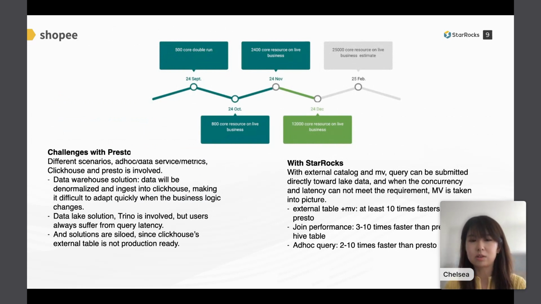So with StarRocks, especially the external catalog and the materialized view, first the query can be submitted directly toward the lake data. And when the concurrency and the latency cannot meet the requirement, then they create a materialized view. With the overall solution, their platform is unified, and they gain 2 to 10 times faster performance than the older solution. And now they are planning 25,000 more cores in the StarRocks cluster.